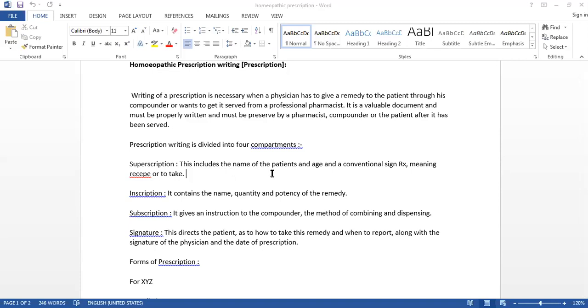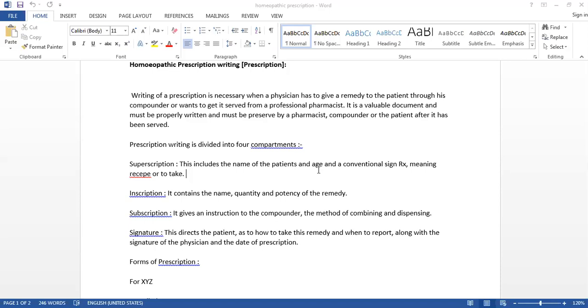So why do we require the name? So that we can identify that patient, we can call that patient. So for that the name is important. And the second one is the age of the patient. Why is it important? Because certain diseases are very common in that particular age group, and hence the physician must write down the age.